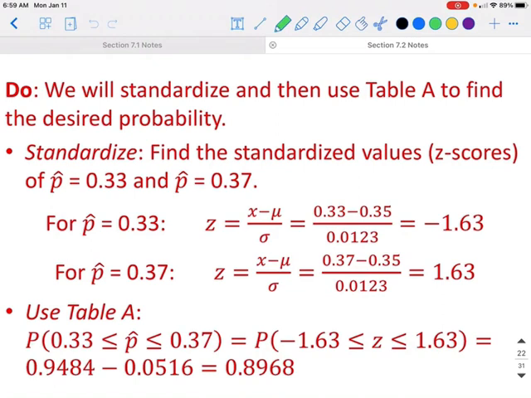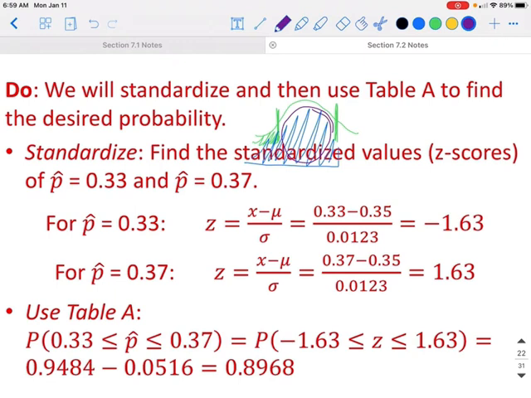Table A. Remember, in Table A, it tells you the area to the left of these values. So if we have negative 1.63 and 1.63, to the left of negative 1.63 will tell me this piece. To the left of positive 1.63 will tell me this piece. So if we subtract those two areas, that will tell us the part that is in between those two values, which in this case will be 0.8968.